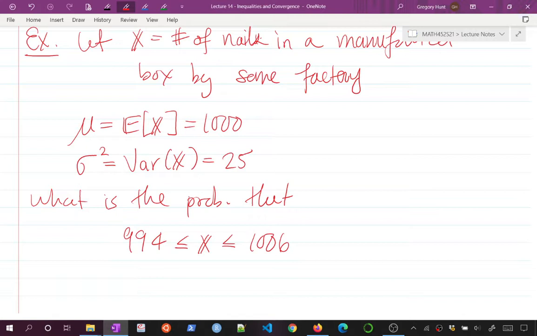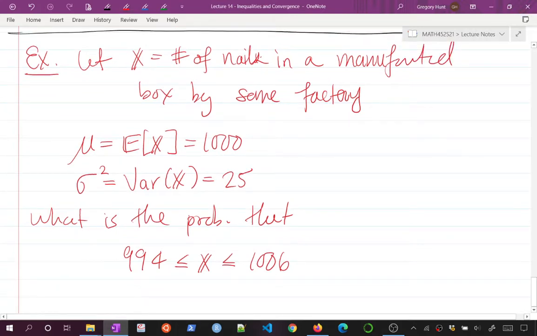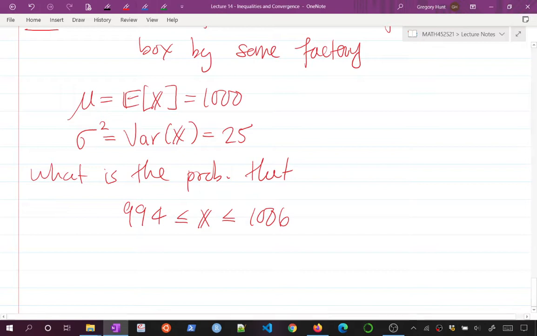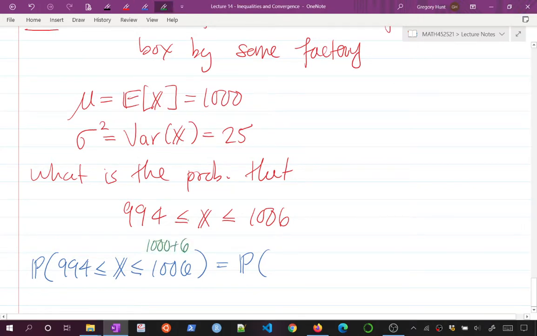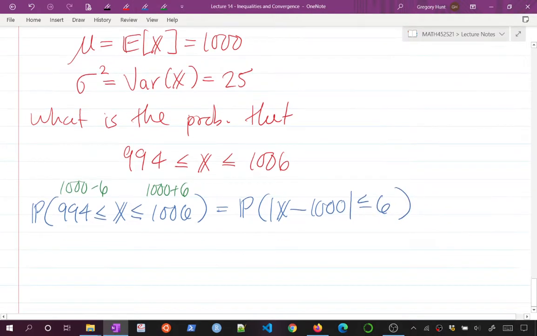So how might I calculate this? I don't know anything about my distribution. So I basically want to calculate the probability that 994 is less than or equal to x is less than or equal to 1,006. 1,006 is 1,000 plus 6, 994 is 1,000 minus 6. So this is the same thing as saying the probability that |x minus 1,000| is less than or equal to 6, right?